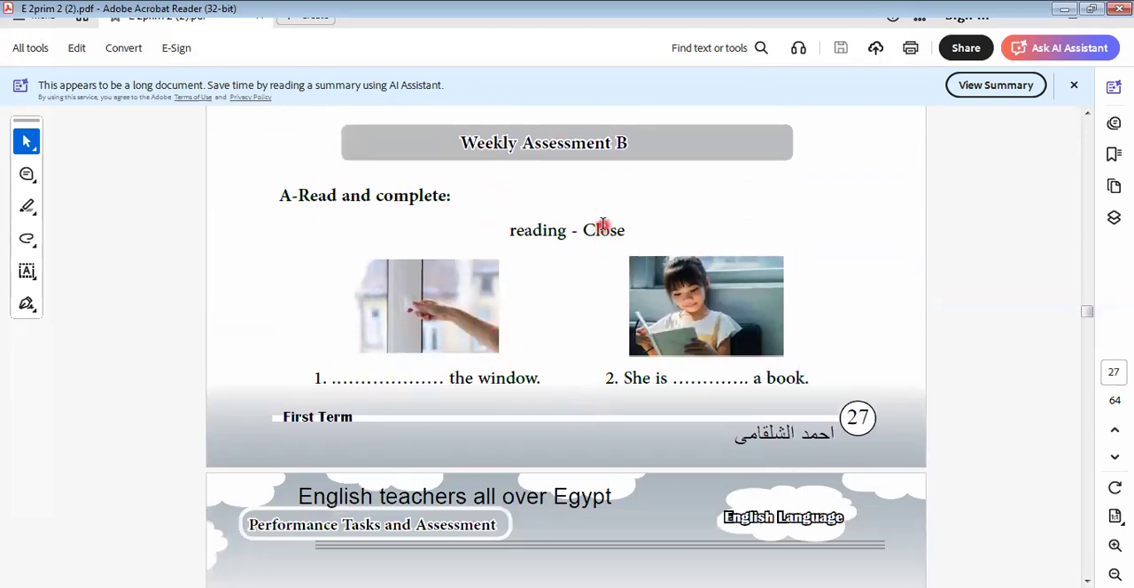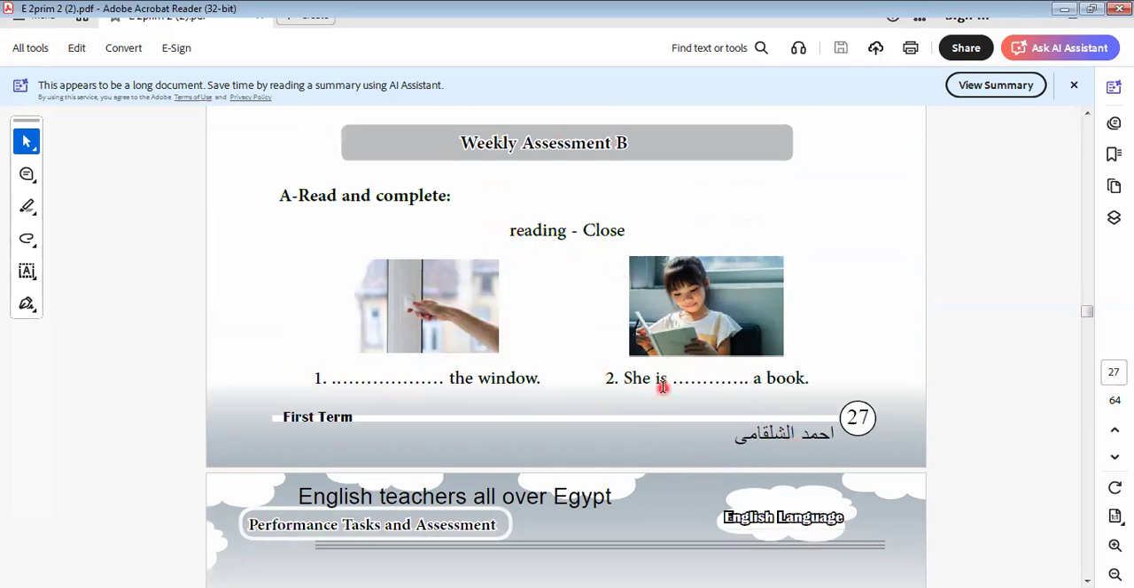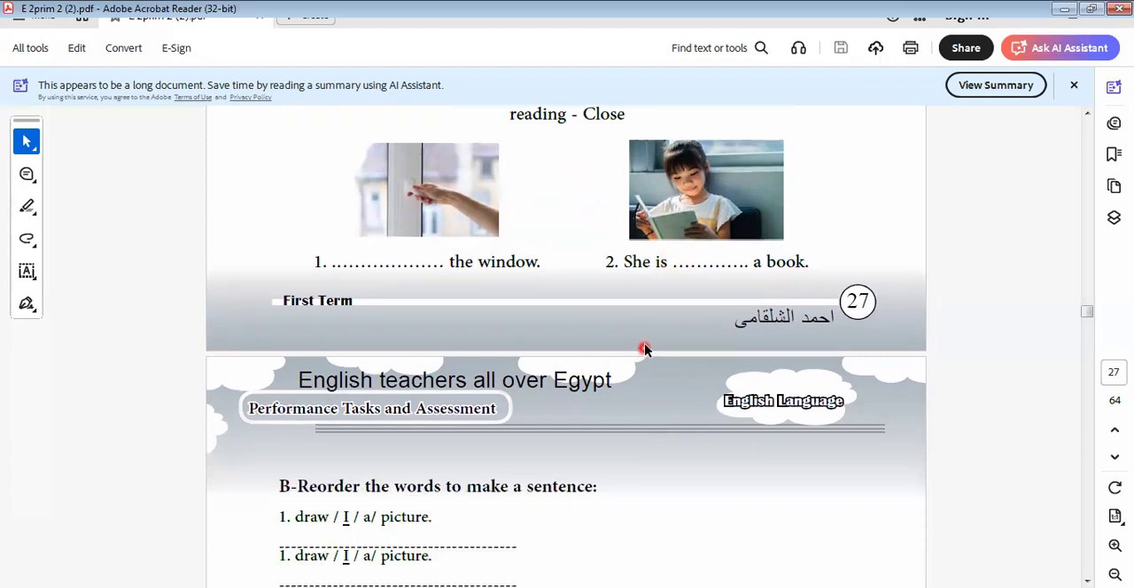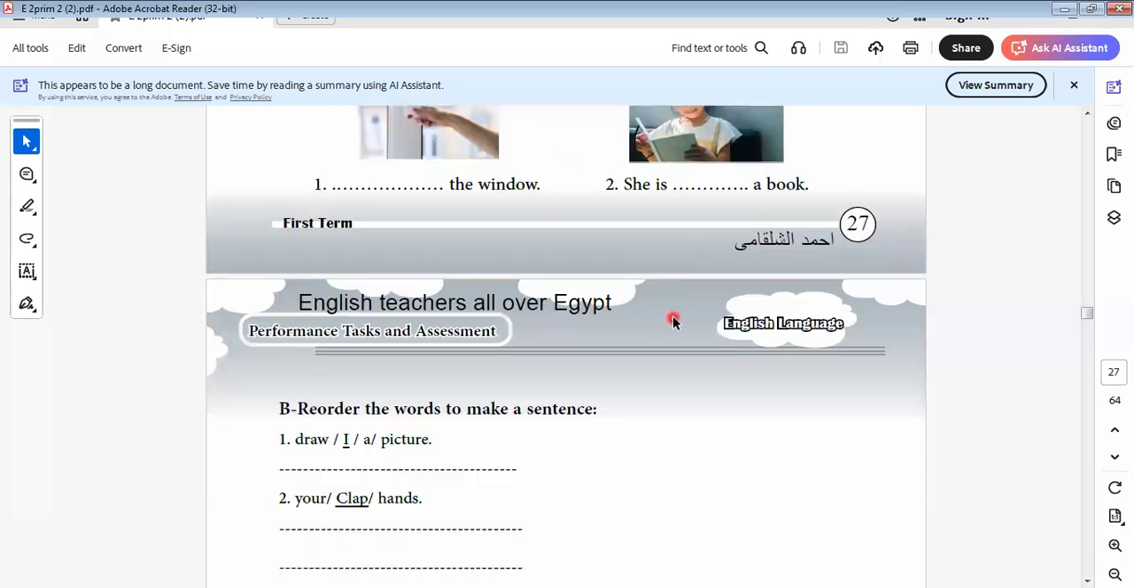I close the window. She's reading a book. So we must take care. We have verb to be. The verb to be will be the continuous tense: am, is, are plus verb plus ing. So here we have is, so here I put reading. I can't put reading here. Why? Because here I don't have the verb to be adding the ing form. So the ing form must have a helping verb, which is am, is, are plus verb plus ing, or when we use the past continuous later, was, were plus verb plus ing. So we must not add ing to any verb without adding a helping verb before the main verb.